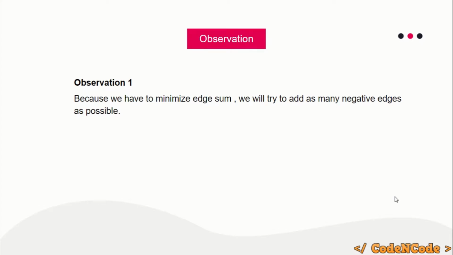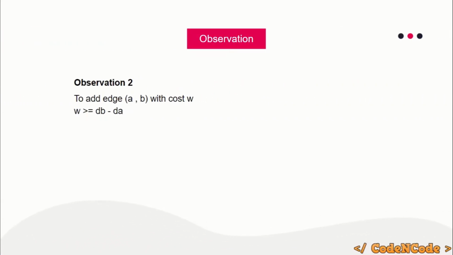So now let's go ahead and see the second observation. The second observation says that suppose you want to add an edge AB with cost W, then W should be greater than or equal to dB minus dA. Now what are dB and dA? These are basically the input that you are given.